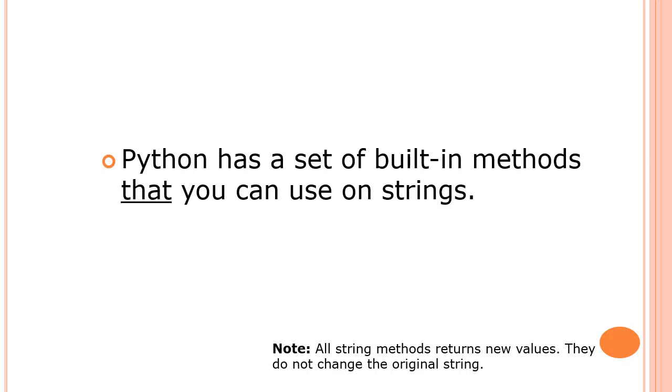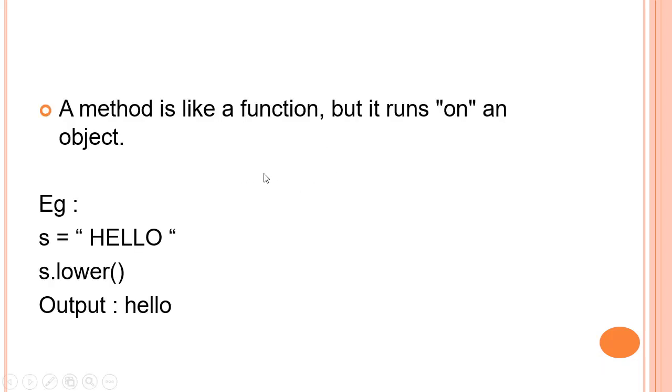Now, one thing to note is that all string methods return a new value. They do not change the original string. Again, a string method is quite similar to a function, but it acts on an object. Let's see a quick example of it. Now, again, a method is like a function, but it runs on an object.